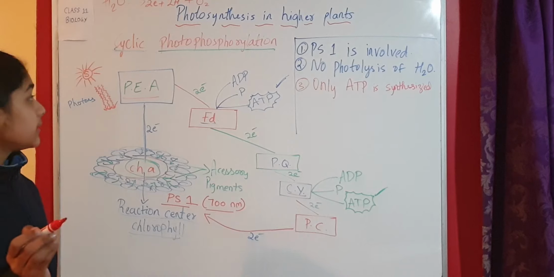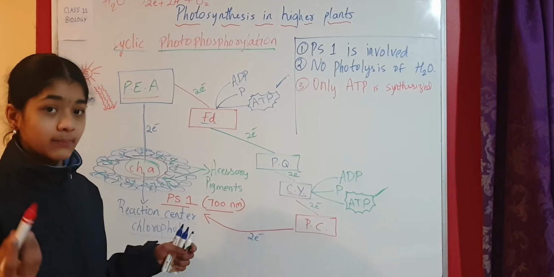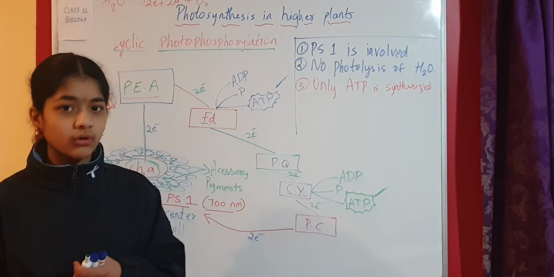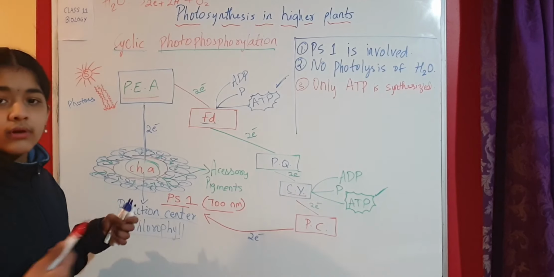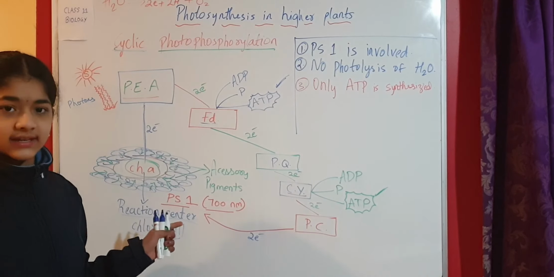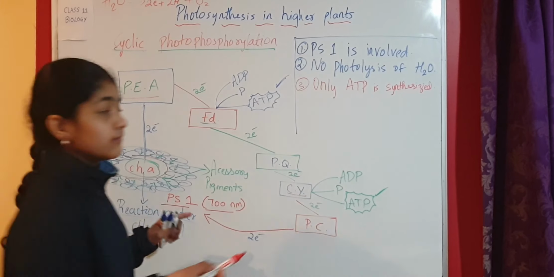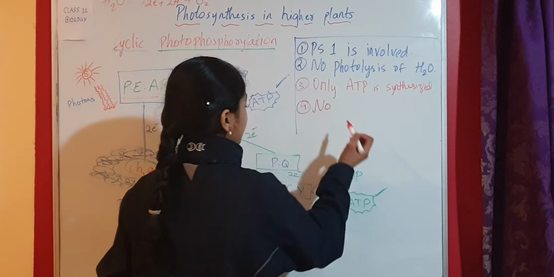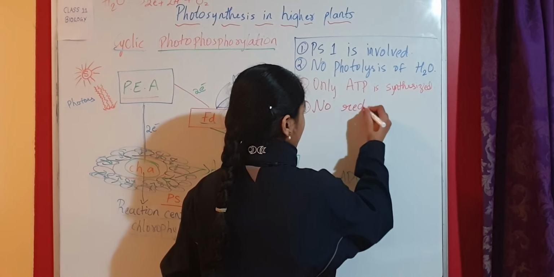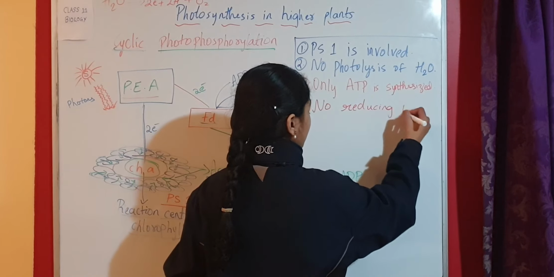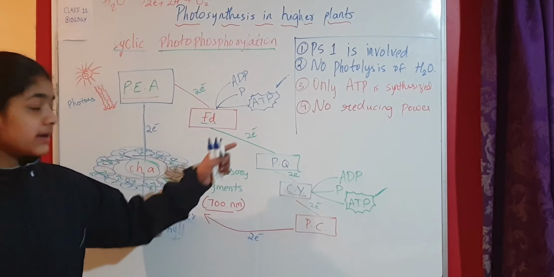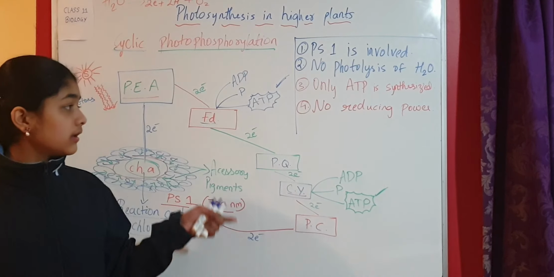In the previous video we have learnt about non-cyclic pathway. There ATP is synthesized and NADPH2 is also synthesized. Here there is no NADPH2 which is getting synthesized. That's why one more important thing, there is no reducing power. Now what do I mean by no reducing power?